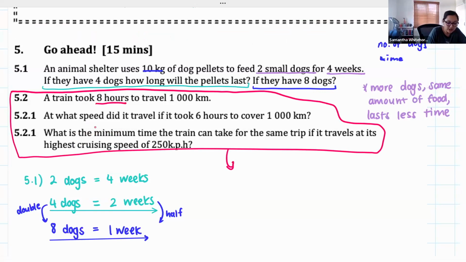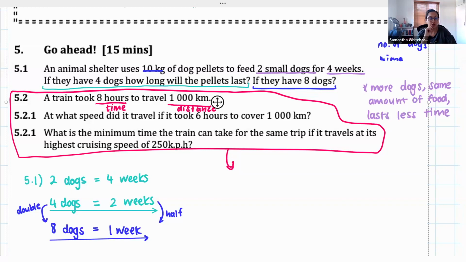A train took 8 hours to travel 100 kilometers. So you've been given a time and you've been given distance. The first question asks, at what speed did it travel if it took 6 hours to travel 100 kilometers? And 5.2.1 says, what is the minimum time the train can take for the same trip if it travels at its highest cruising speed of 250 kilometers per hour? Now, if that last one confuses you, go back to your screenshot of the first example we did, because it's pretty similar to the last question where we spoke about the maximum speed of that heavy duty truck.